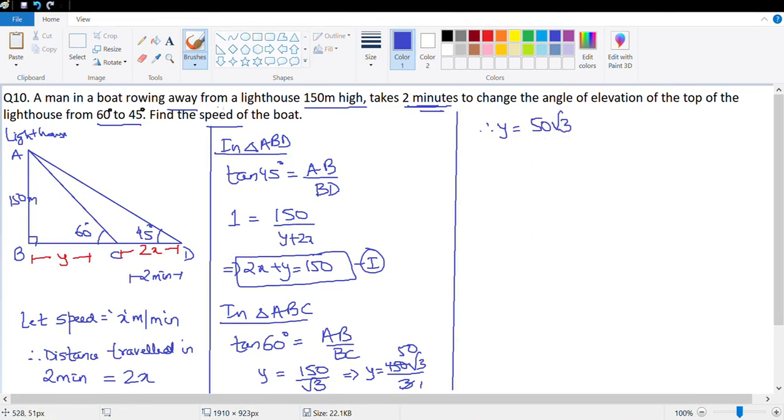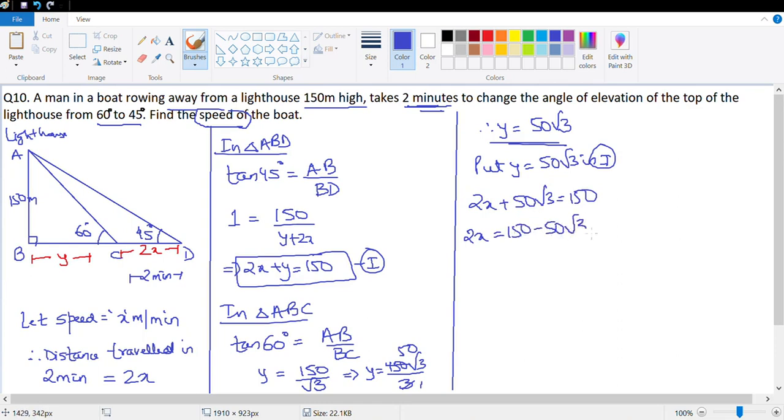What do we have to calculate? We need to calculate the speed. So I don't need y, I'll put y is equal to 50 root 3 in equation 1, which means 2x plus 50 root 3 is equal to 150. 2x is equal to 150 minus 50 root 3. 2x is equal to 50 into 1.732. So 1732 into 5, that's 86.60.